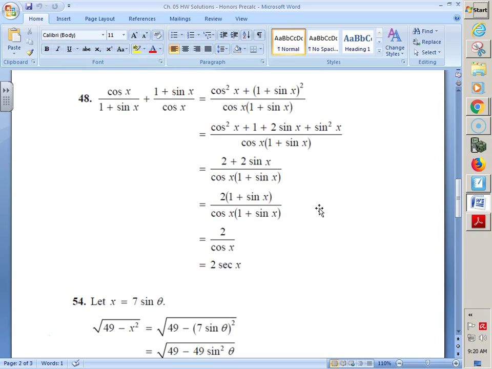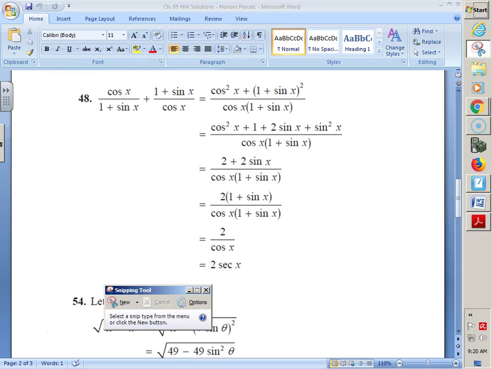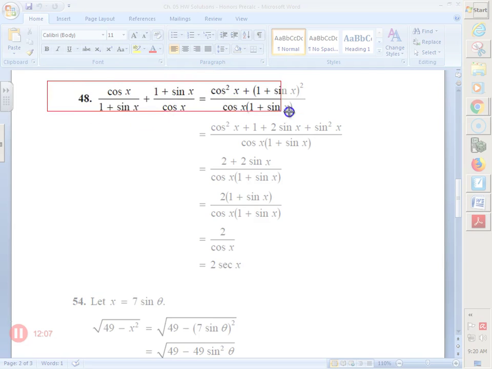What did Calc Chat jump over and be like, that was easy. You guys didn't even need me to show it. What on earth happened from here to here? To go from 2 separate fractions to 1, what's that process called? Common denominators.